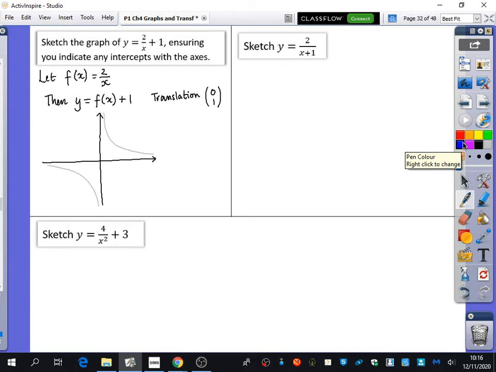Do you remember what the asymptotes are? The lines that almost touch those axes. So at the moment, it's almost going to touch this line here. Well, if I'm moving it up 1 space, I'm going to want it to almost touch this line instead. And an asymptote, we draw with a dotted line like this. So it's now going to move like this. It's going to go up like that.